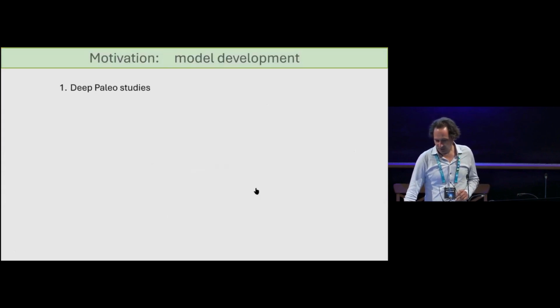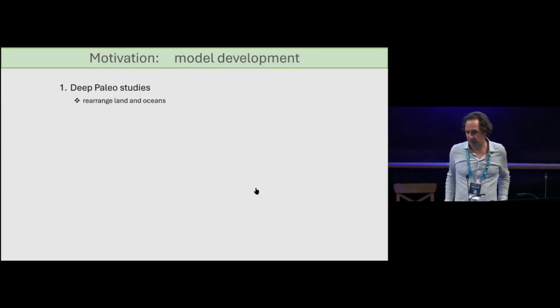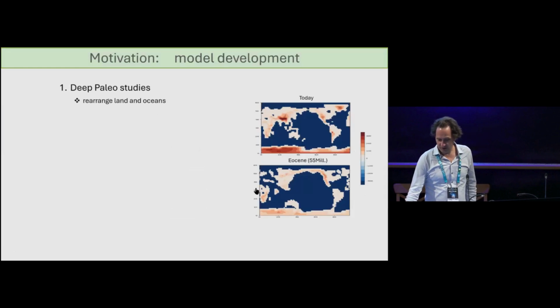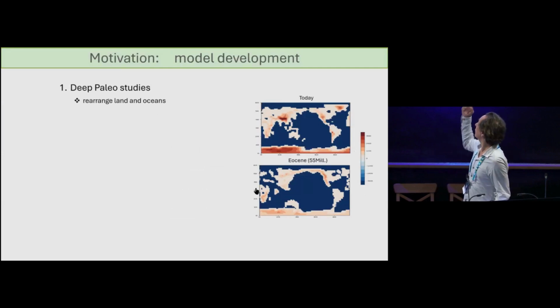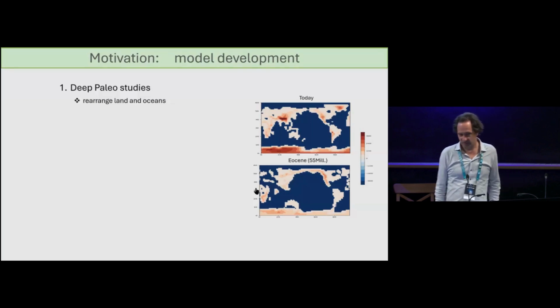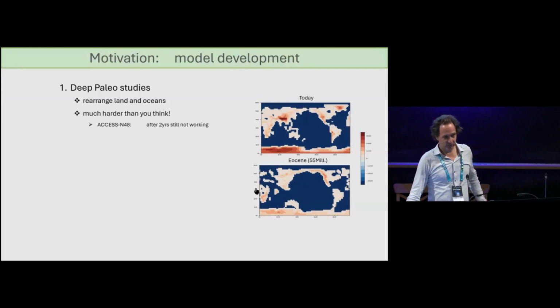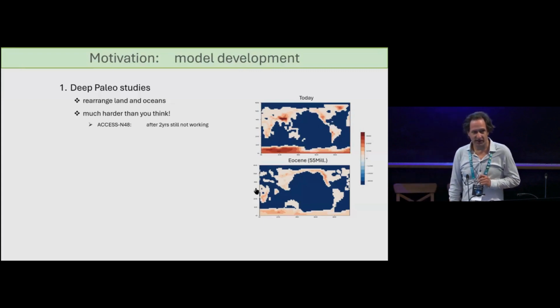Okay, so motivation, model development. I was part of a paleo DP project. Simple idea, we wanted to rearrange land. Back in the Eocene, Australia is further south, India is not connected to Asia, and the question is, how does this impact the climate? Sounds simple, but actually it's impossible to achieve with the ACCESS model. At least we tried it. We worked on this for 2 years and we couldn't get it done.